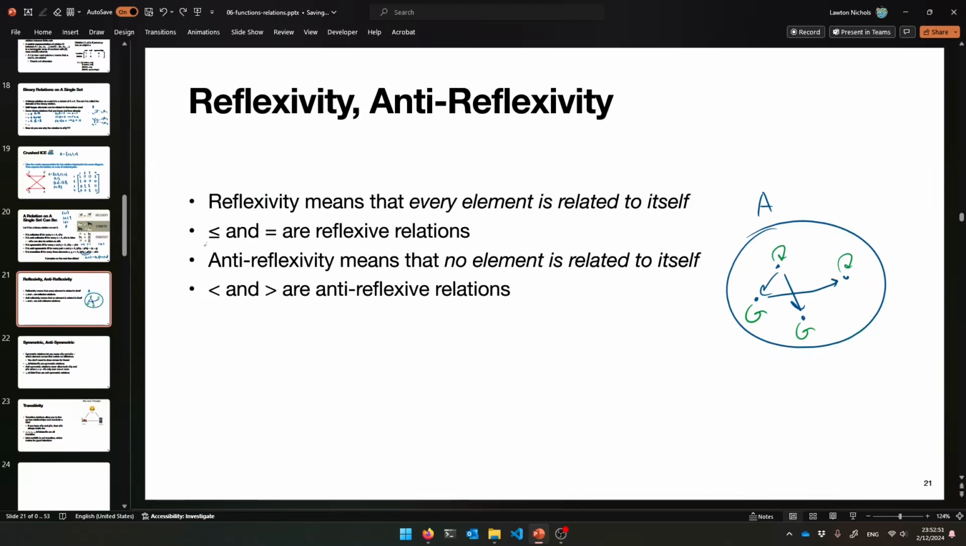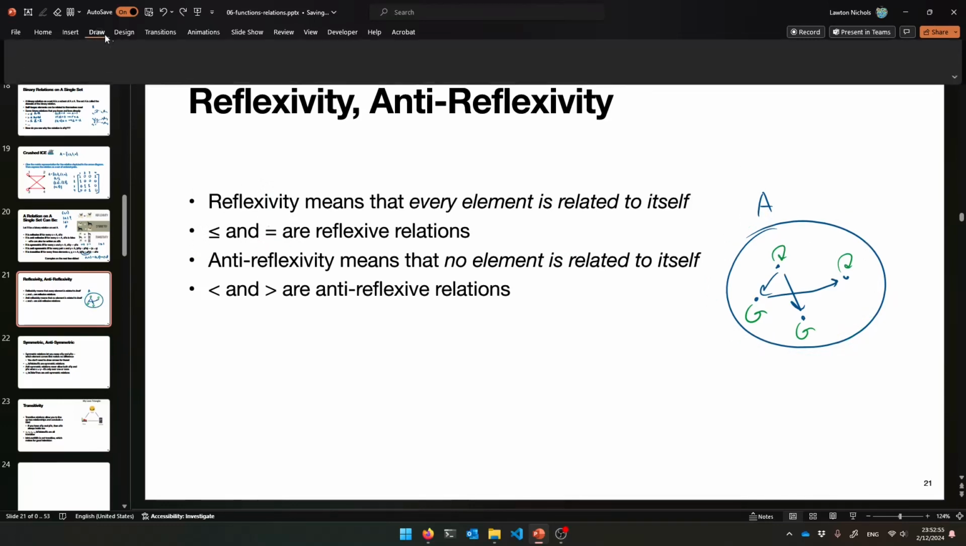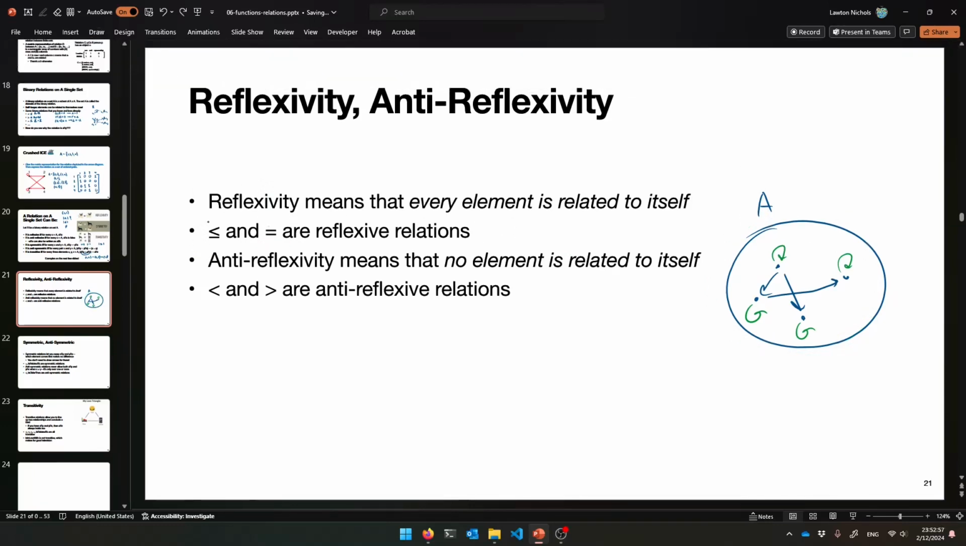Less than or equal to and equal to are reflexive relations because every element is always related to itself under these relations. So 2, for example, is less than or equal to 2. This is always true for any number you could put on both sides of the less than or equal to, because you've got the equal to part. That's the thing that's making it reflexive. And so naturally, equality is itself reflexive because every element is related to itself under the equality relationship. I hope that makes sense.